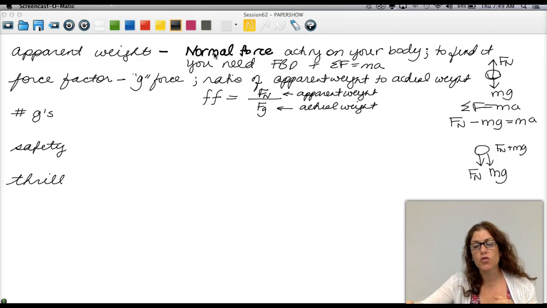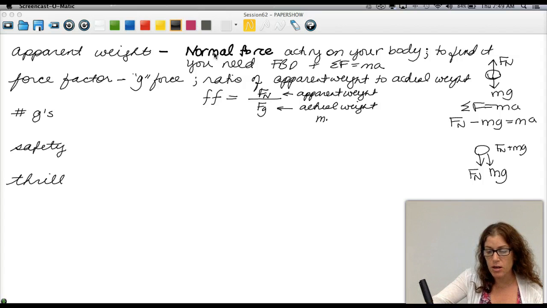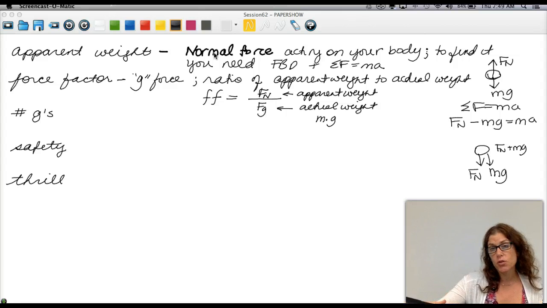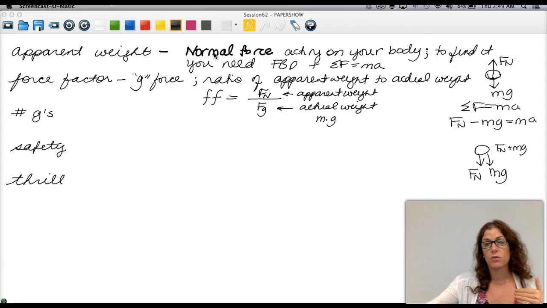Your actual weight shouldn't change from ride to ride, right? It's your mass times gravity. So if it's 60 kilograms or 54.2 or 44.7 or 73.4, whatever your mass is, times 9.8 will give you your actual weight. So how do we distinguish that from the number of g's?